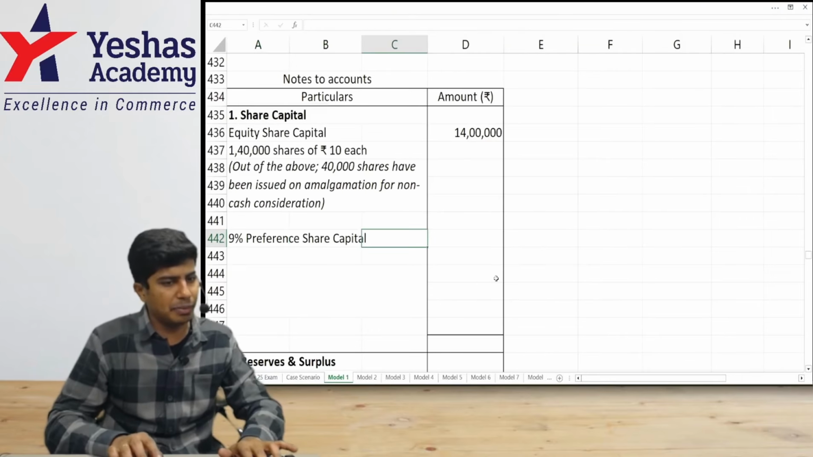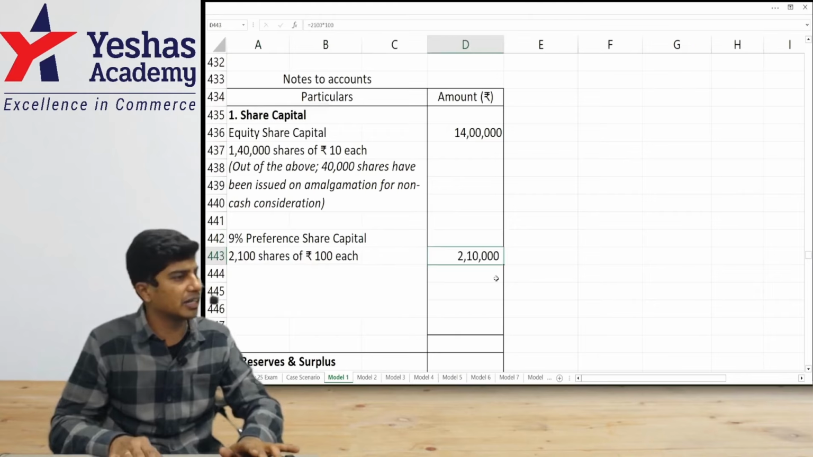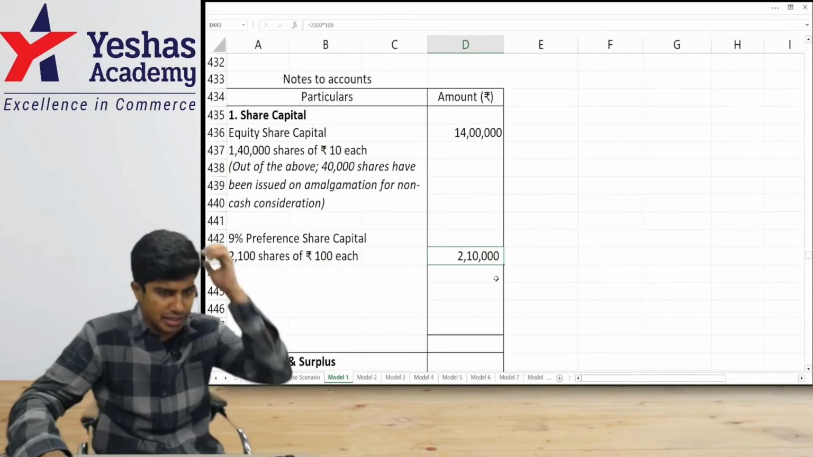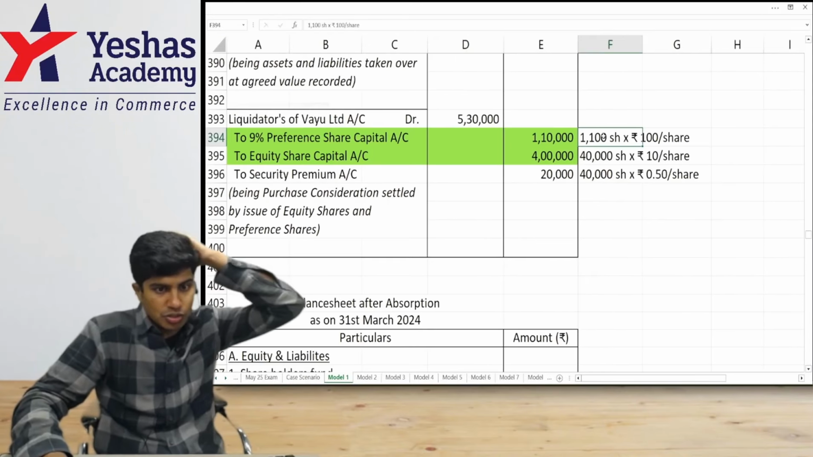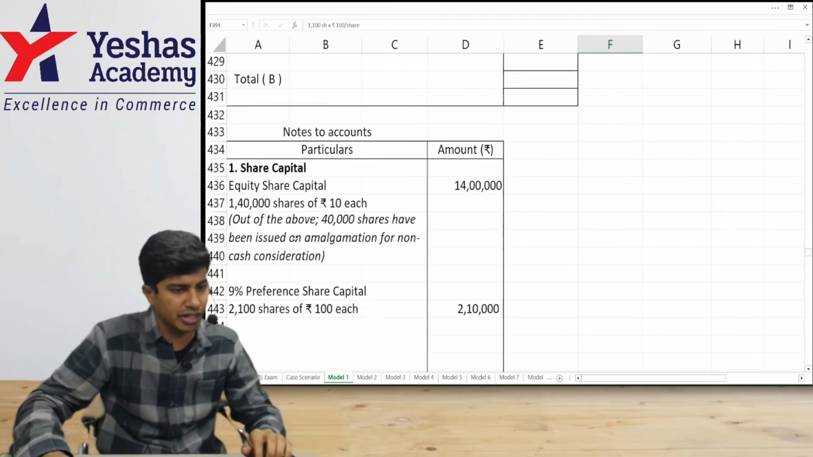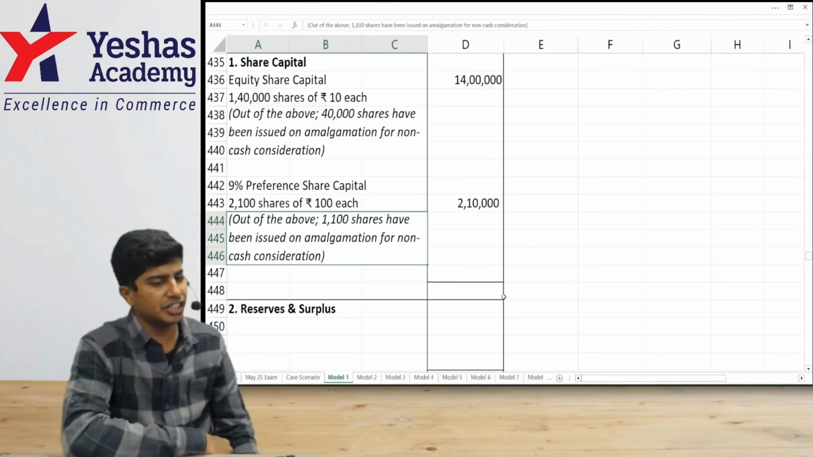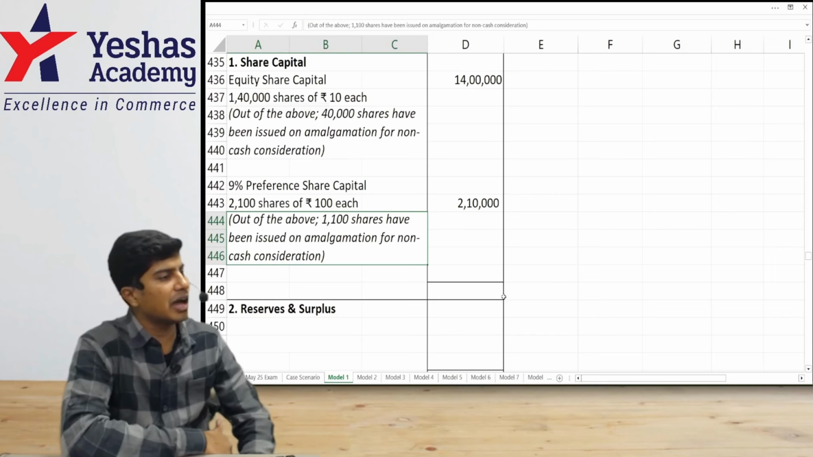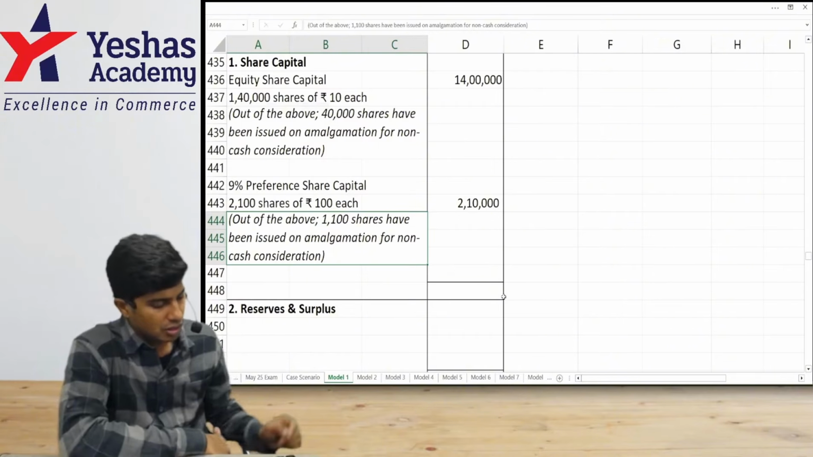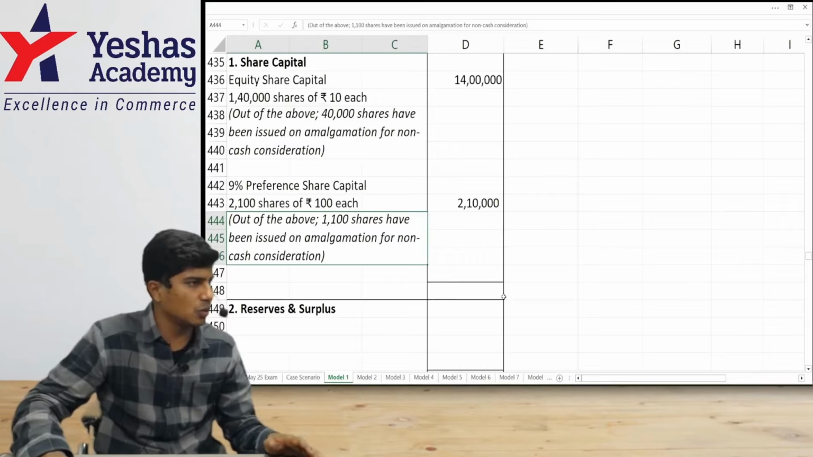Observe preference share capital. How many shares are issued? 2,100 shares of 100 each, 2 lakh 10. Out of these 2,100 shares, some shares we wrote in the entries. How much? 1,100 shares are issued for non-cash consideration. That I would write here: out of the above, 1,100 shares have been issued on amalgamation for non-cash consideration. Everybody understood? Fantastic.